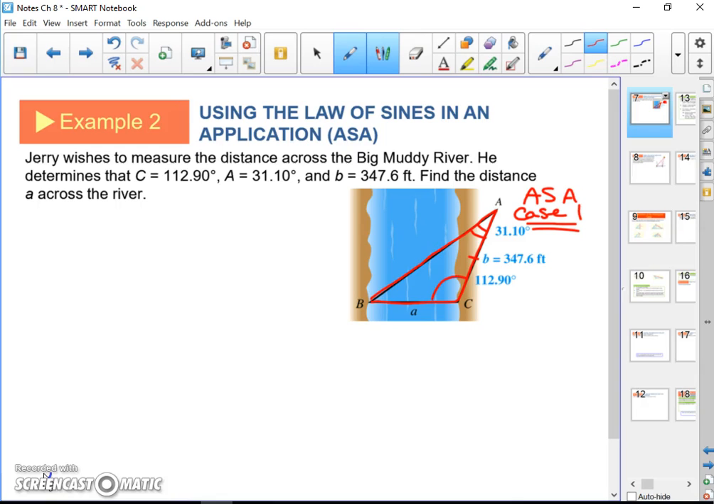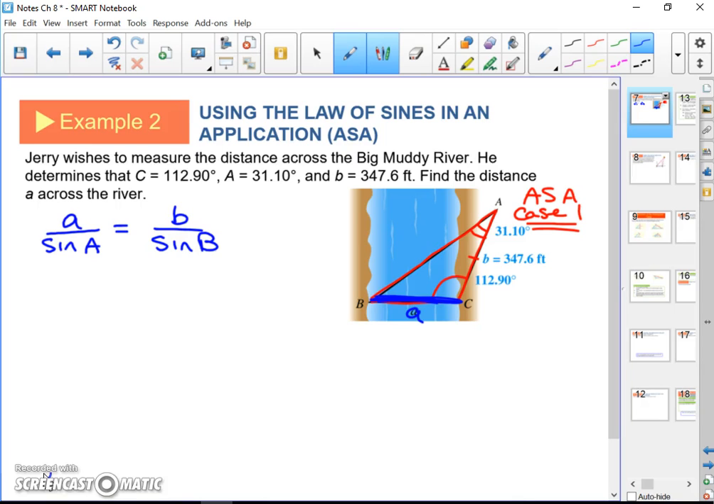Find the distance across the river. So the distance across the river is this distance right here, A. So normally what I'll do is I'll start with what I'm trying to find. A over sine A equals, since we have B, we do B over sine B. Little b over sine B.